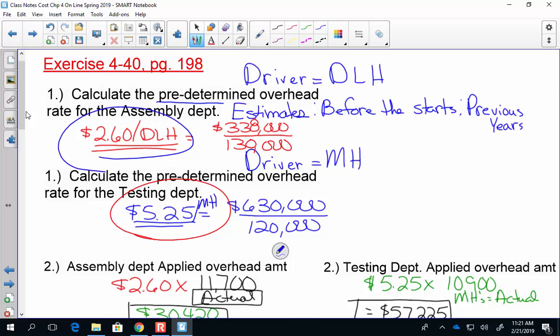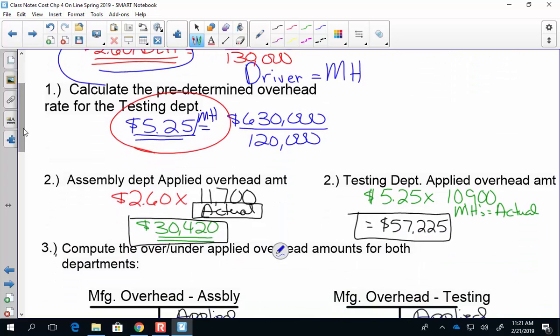In this case, the assembly is using labor hours, which would make sense, right? They're putting things together as their driver. And in the testing, they use machinery to do their testing. So that would be more appropriate then in that department to use machine hours. We want to try to be as accurate in this application process as we possibly can. We don't want a huge over or under applied amount at year end.